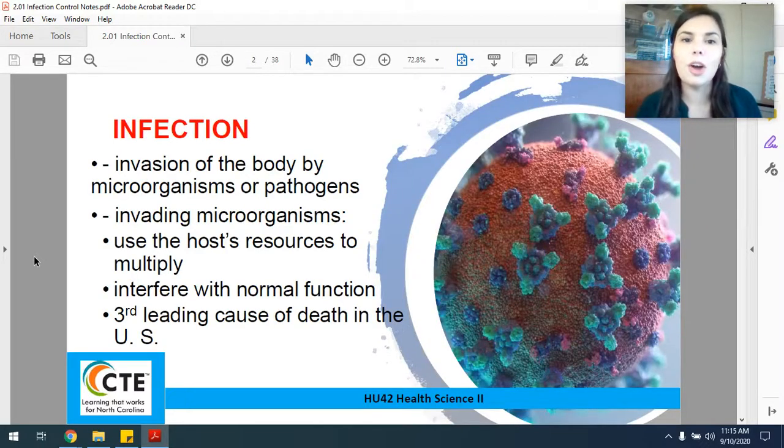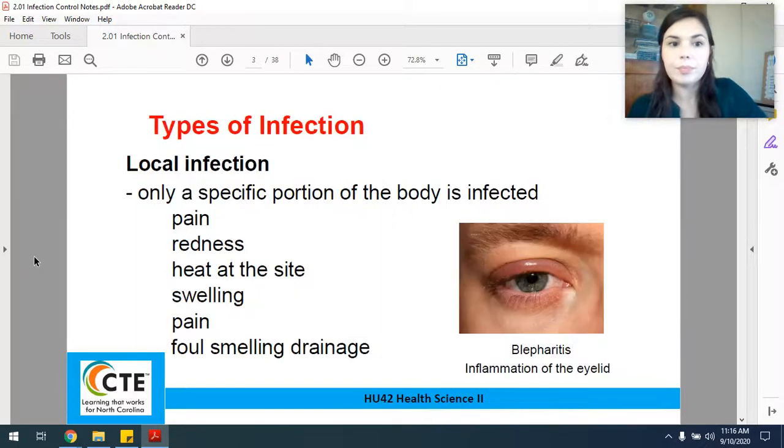So the first thing we're going to talk about is what is infection. Infection is basically when there is an invasion of the body by some type of microorganism or pathogen. Invading microorganisms use the host or the body's resources in order to multiply and spread disease. Disease typically interferes with our normal function of our body, causing us to feel sick or ill. And the third leading cause of death in the U.S. is some type of infection.